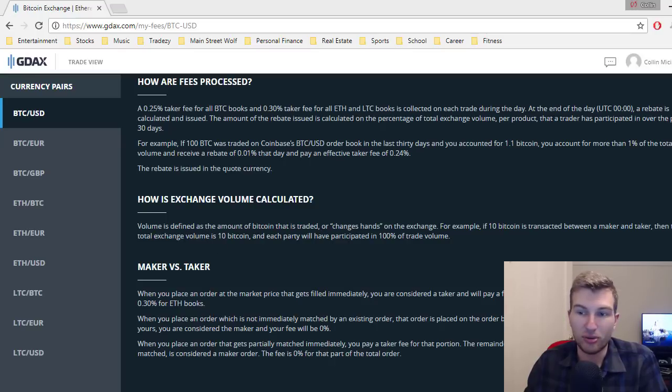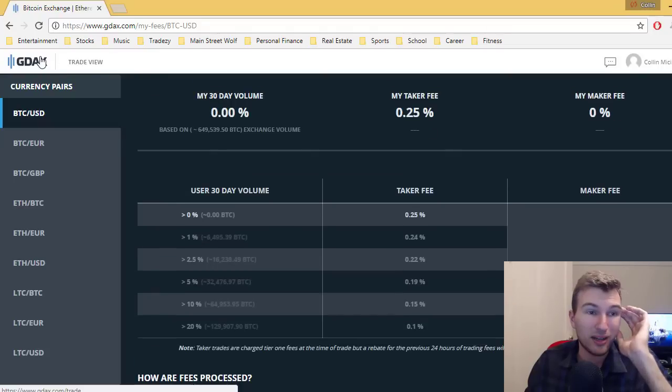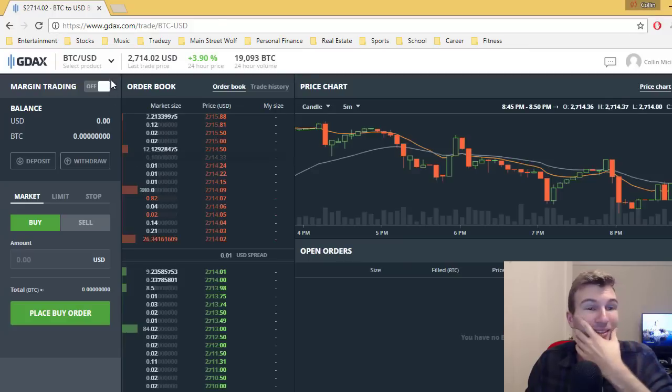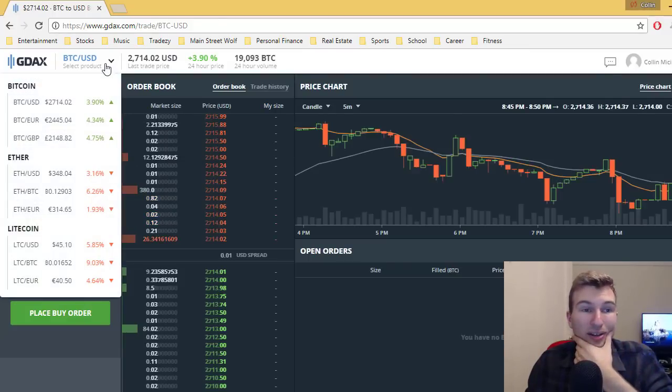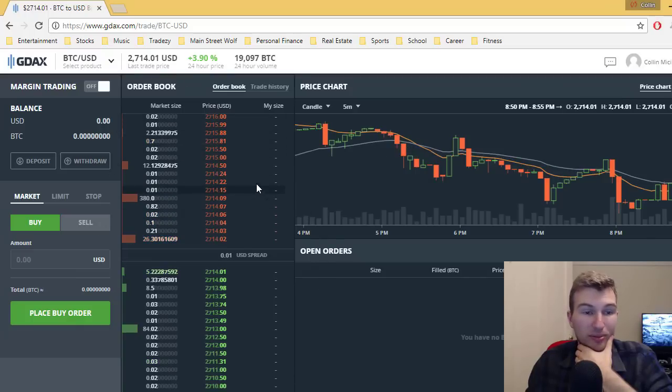And so let me show you. This is the fees page, but let's look at the trading platform to show you what I'm talking about. In this case, we're on the Bitcoin exchange, and you can see this is the order book I was talking about down here. These are all the selling prices that people have.